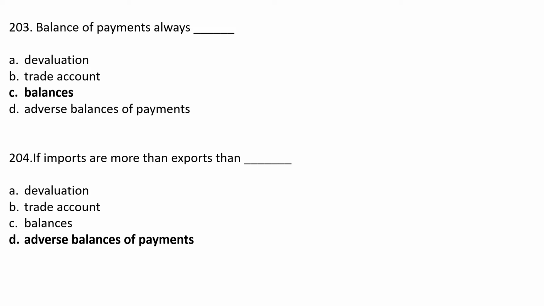Balance of payment always dash. Option A devaluation, option B trade account, option C balance, option D adverse balance of payment. The correct answer is option C balance. Balance of payment always balance.